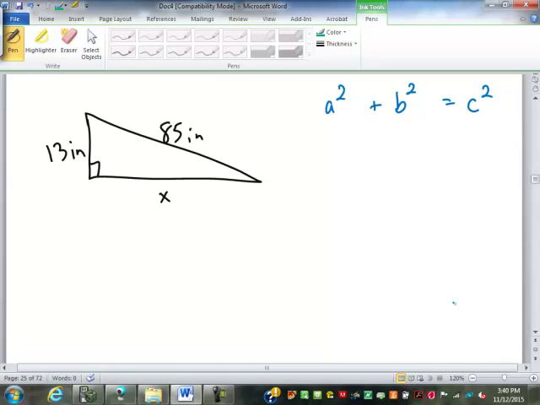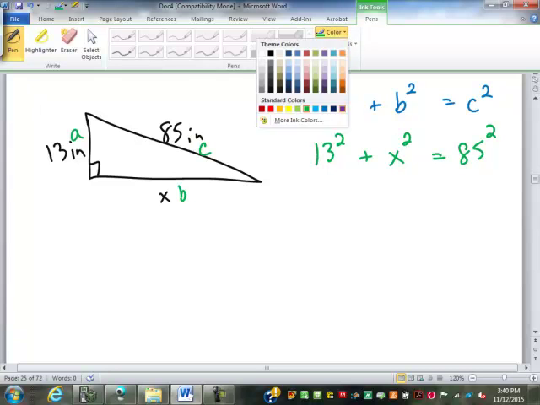So let's see how you're doing here. What two sides are the legs? 13 and x. So we've got A and B. And then, of course, 85 is the hypotenuse. That'll be C. So A squared will be 13 squared plus B squared will be x squared equals C squared is 85 squared. Now, I could have switched the x and the 13. Either one could be A or B. Some of you may have liked having x squared first and then the 13 squared. That's fine. It works the same.